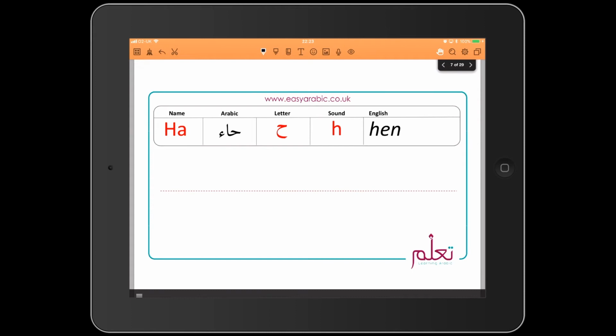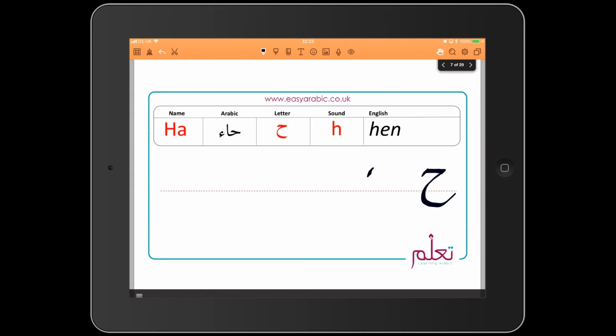So ha, H as in hen. Sound is h. Yeah. So again, very similar to the letter Jim. It starts at the top, and the tail comes underneath, and there's no nuktas this time. Yeah, this is the letter ha.